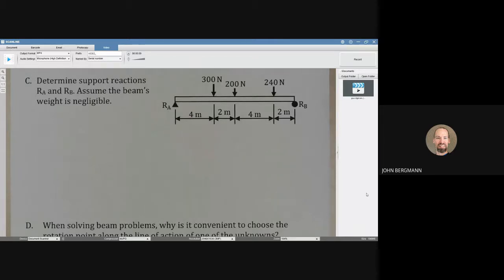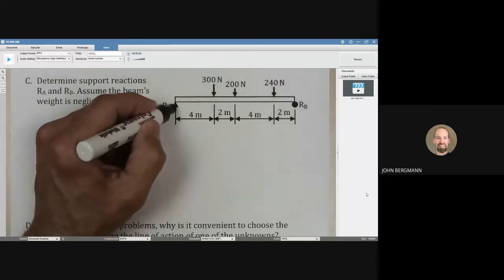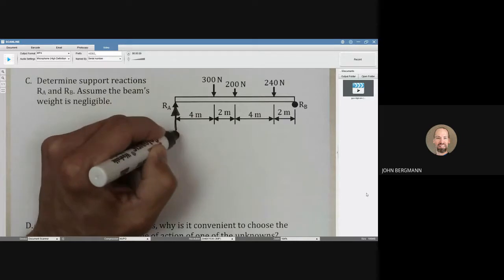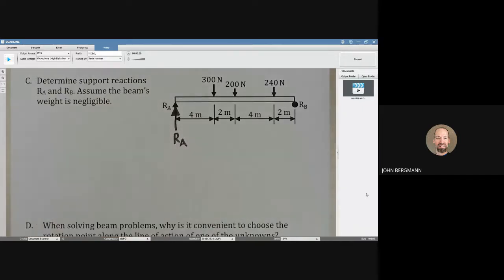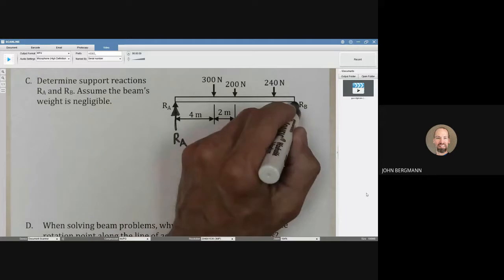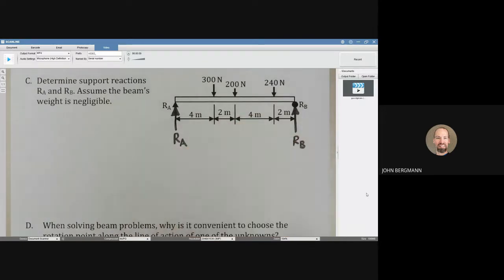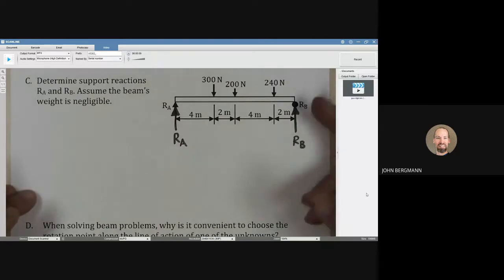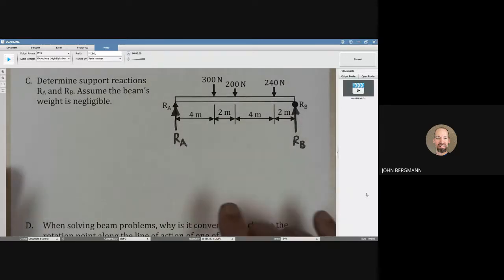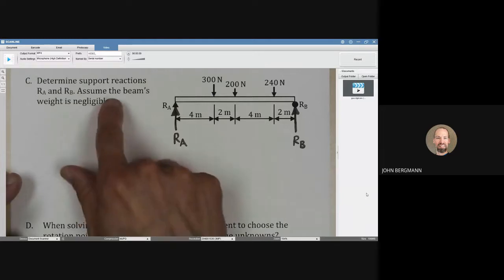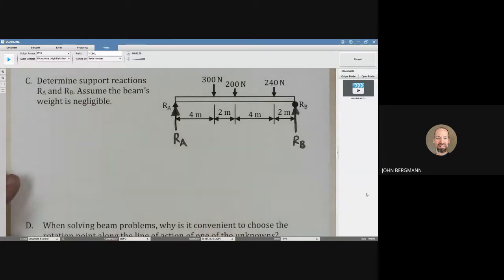Here we have a beam with several point loads on it, and we want to know what that reaction right there is. I'm going to call it RA, the reaction at A. That's the force holding up that end of the beam. And what's the reaction over here? I'm going to call that RB. That's the force holding up the beam on this side. If this is a symmetric system, RA and RB will be equal, but you can tell just by the picture that it's not quite symmetric. We are, in this case, going to assume that the weight of the beam is negligible.